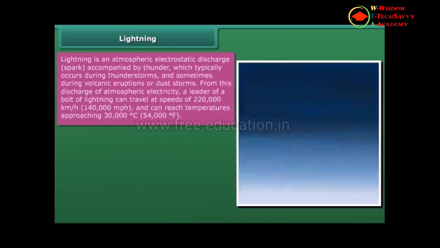Lightning. Lightning is an atmospheric electrostatic discharge, a spark, accompanied by thunder, which typically occurs during thunderstorms and sometimes during volcanic eruptions or dust storms. From this discharge of atmospheric electricity, the leader of a bolt of lightning can travel at speeds of 220,000 km per hour and can reach temperatures approaching 30,000 degrees Celsius, that is 54,000 Fahrenheit.